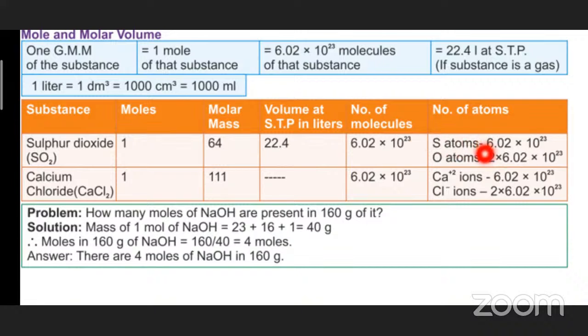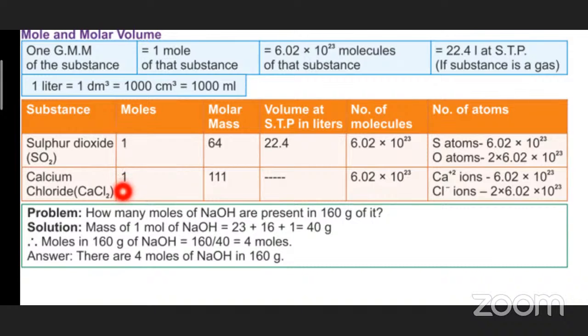So simply, how to come to know that is, you have to observe the formula. The formula is SO2. So 1 mole will have 1 Avogadro number of sulfur atoms, 2 Avogadro number of oxygen atoms. Okay. Next, let us see another example.